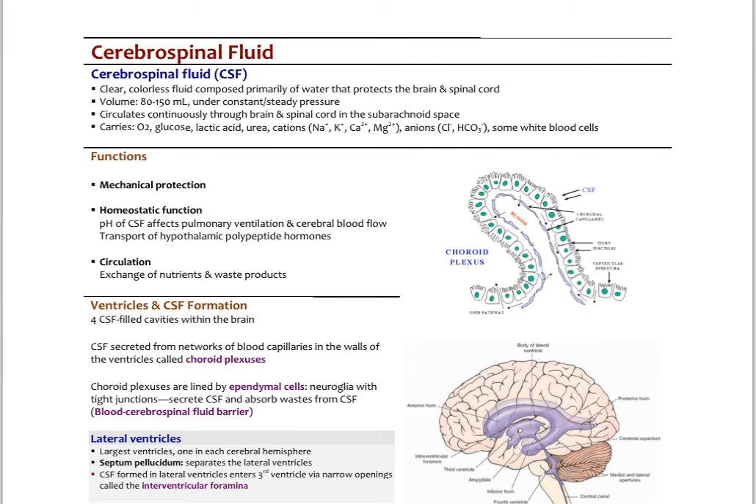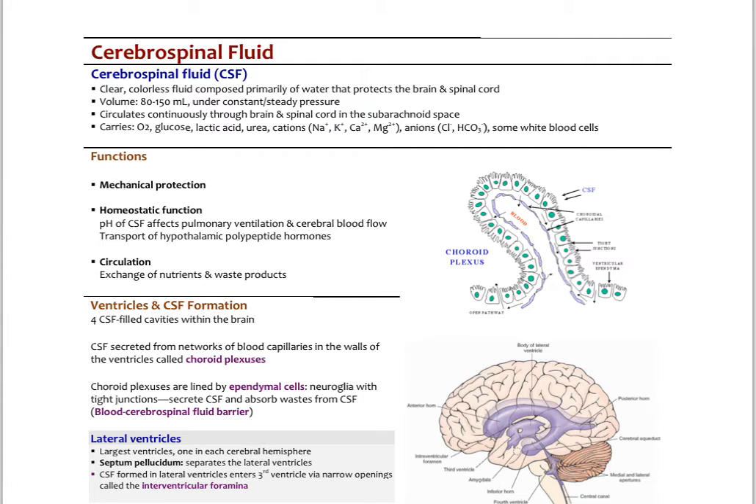Finally here, let's jump back to the meninges and look at the cerebral spinal fluid. This is a clear, colorless fluid. It's composed mostly of water, and it protects the brain and spinal cord. It has a volume of just under 150 milliliters, so not a large amount, but it's under constant and steady pressure, and it circulates continuously throughout the brain and spinal cord in that subarachnoid space. It carries oxygen and glucose, some waste products like lactic acid, urea, different ions, and then some white blood cells, although normally in a healthy state without infection there shouldn't be a lot of white cells.